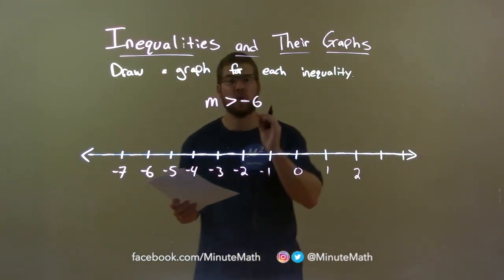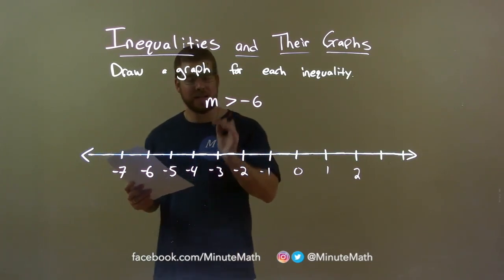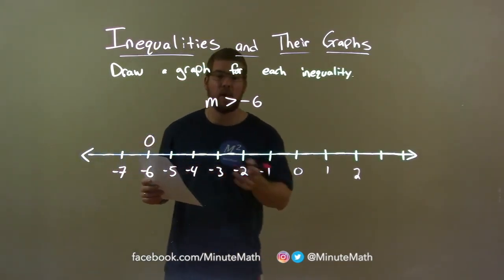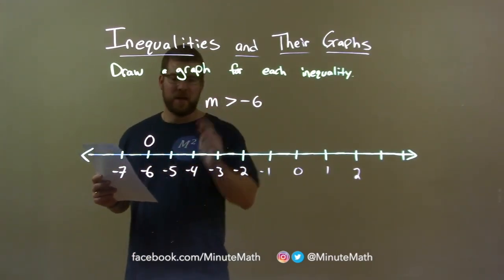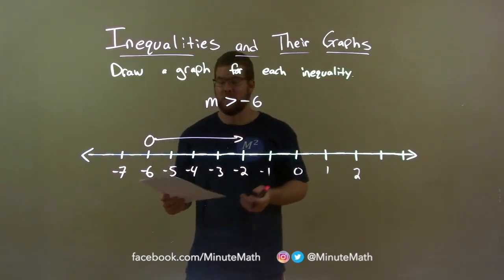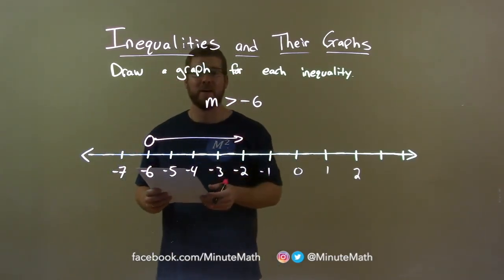Now they say m is greater than -6. Since it's not equal to, we put an open circle right there at -6. Now we're going to be shading to the right because m is greater than -6, so we put the shade to the right, and there we have our graph. M is greater than -6.